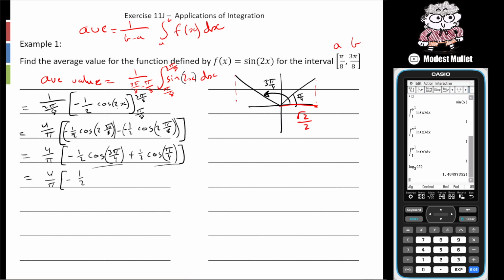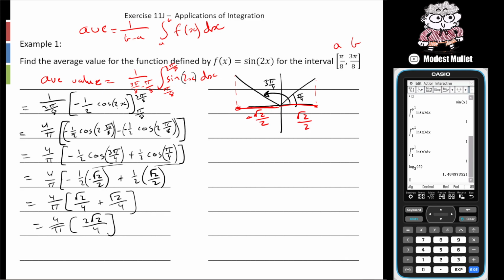Okay, so same thing, we're finding a horizontal component. So that is negative root 2 on 2, because it's over in the second quadrant, that's a negative x value. So we get cos for negative, so that's going to be negative root 2 on 2 plus half by root 2 on 2. We get negative 4 on pi. That's going to be root 2 on 4 plus root 2 on 4.